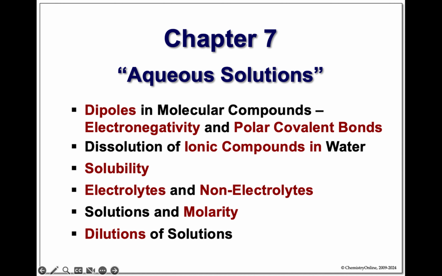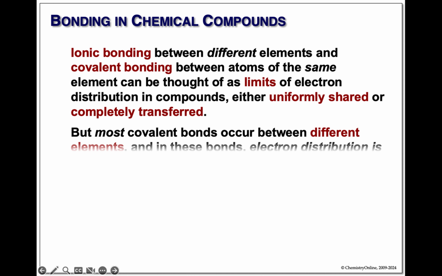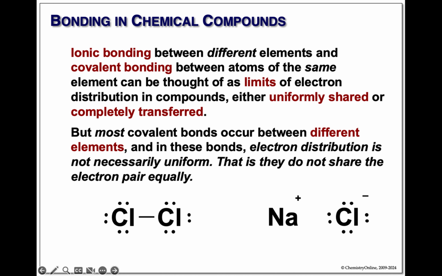Well, we've talked about bonding. We said we had two types. We have covalent and we have ionic. In covalent, we said atoms share electrons. In ionic, one atom donates an electron to another. In reality, these represent limits. Bonding in reality is somewhere between these two typically.